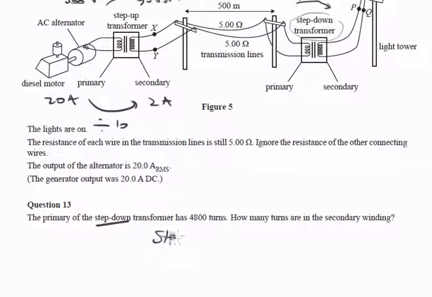Well, it's a step down, so it's divide by 10. So this one's really quite easy. 4,800 divide by 10, there must be 480 turns.